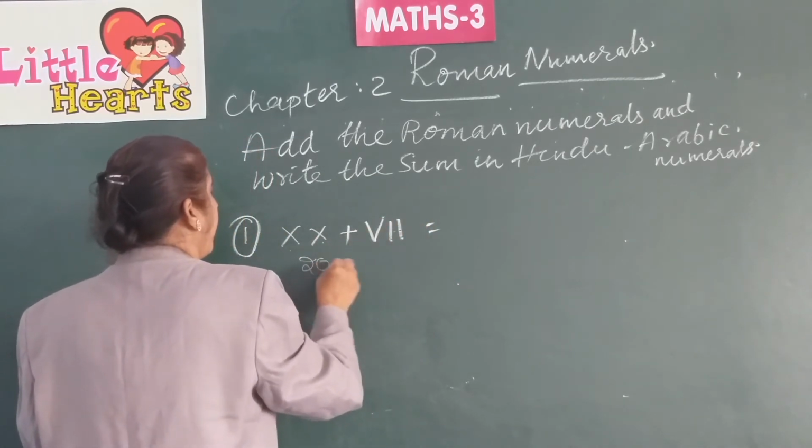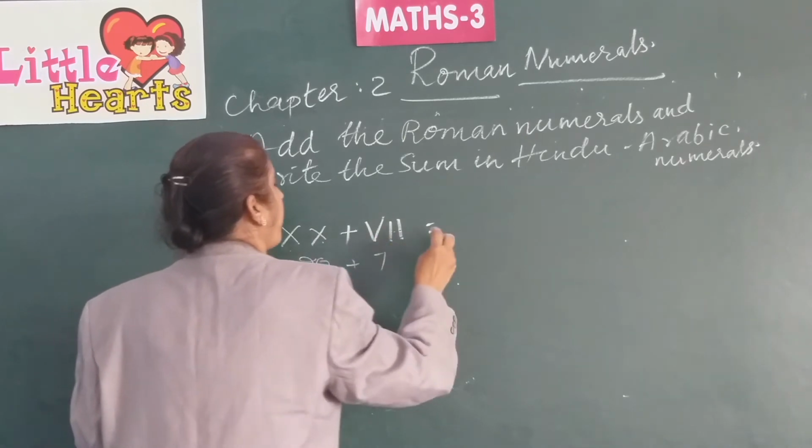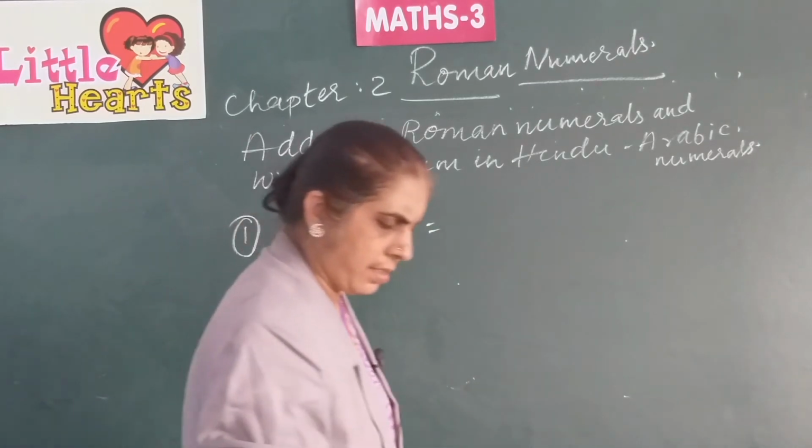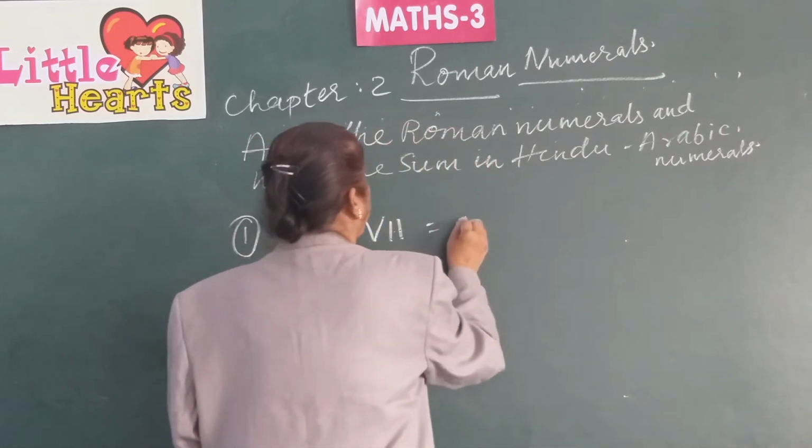XX is 20, 5 plus 1 plus 1 is 7. The answer is 27.